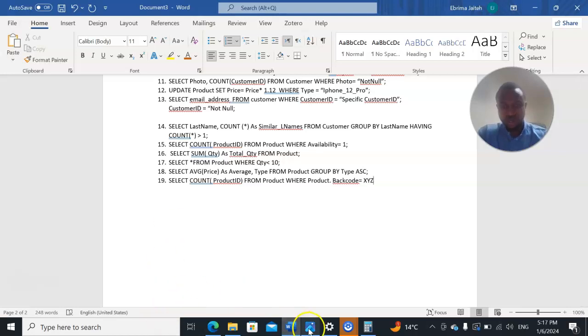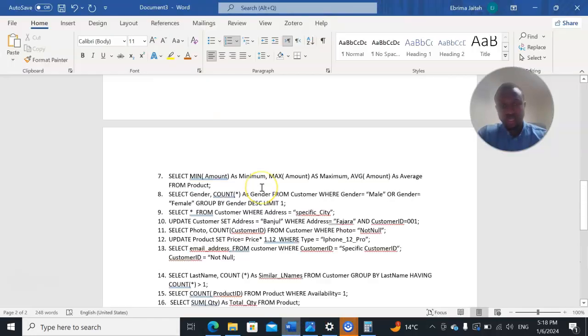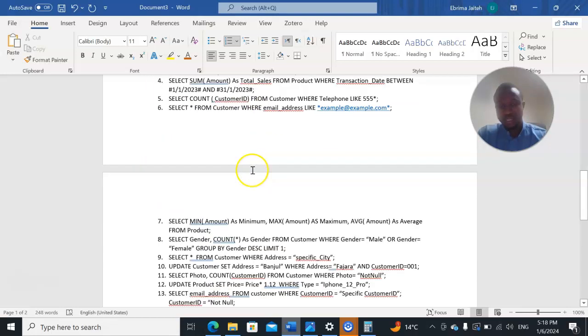Let me see the question well. Oh, be careful. It says barcode ending. So ending here is a catch, okay? Because do you remember the like function that we discussed? The three types of likes: if at the starting, at the ending, and include. So when it says barcode ending with XYZ, it means we're going to use like function. Here you see it ends here, so it means the asterisk position is supposed to be like this.